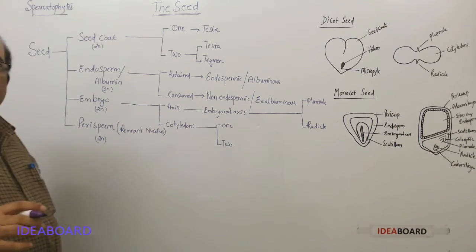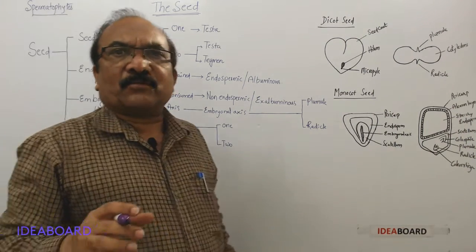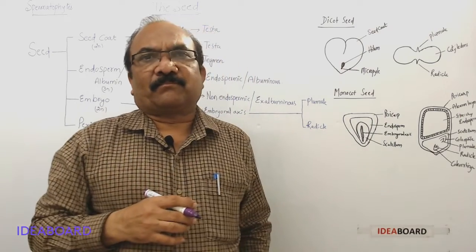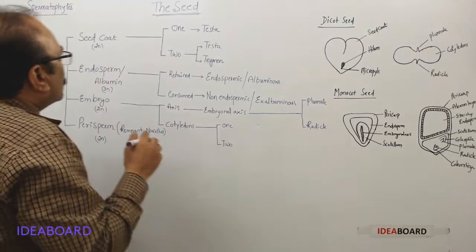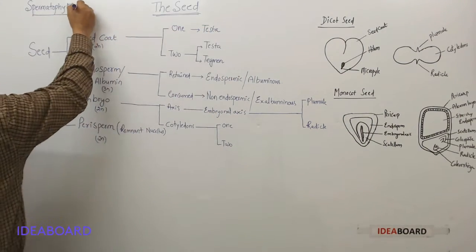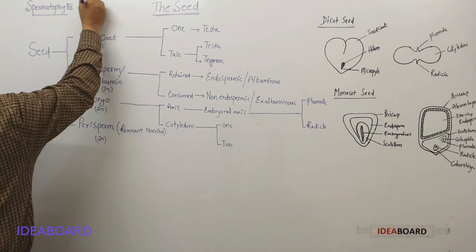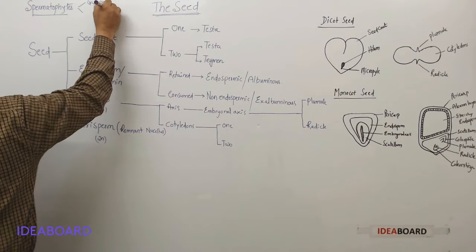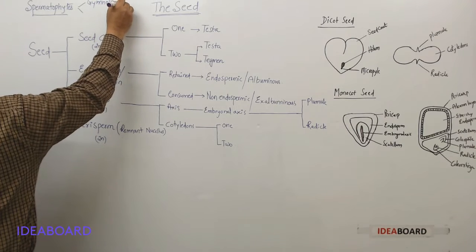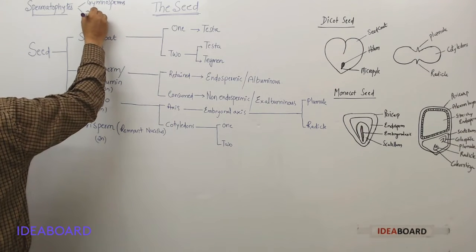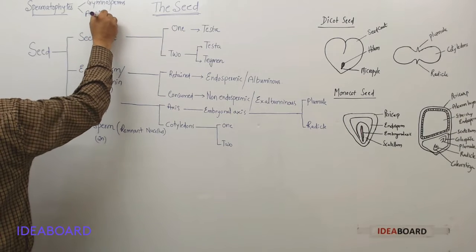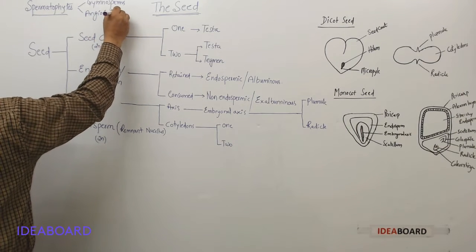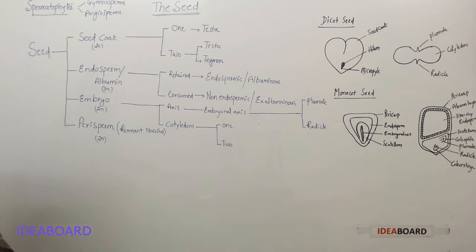So, what are the groups of plants that produce seeds in the plant kingdom? Okay, two groups are there, that is gymnosperms and angiosperms. And what is the difference?